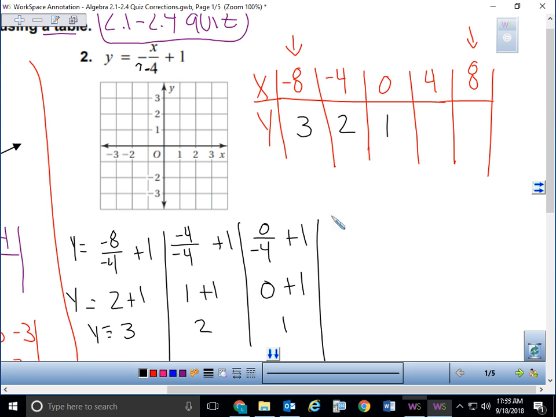Plugging in 4, I have 4 over -4, then add 1. A positive divided by a negative is going to be a negative. 4 divided by 4 is 1. -1 plus 1 is 0.